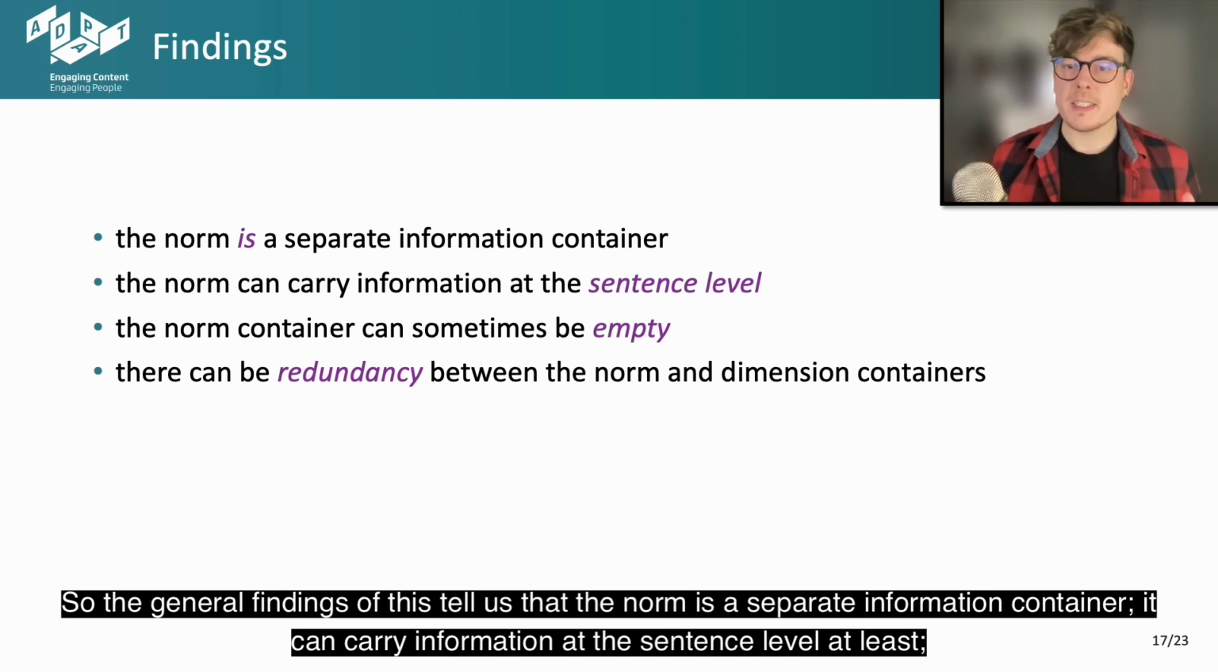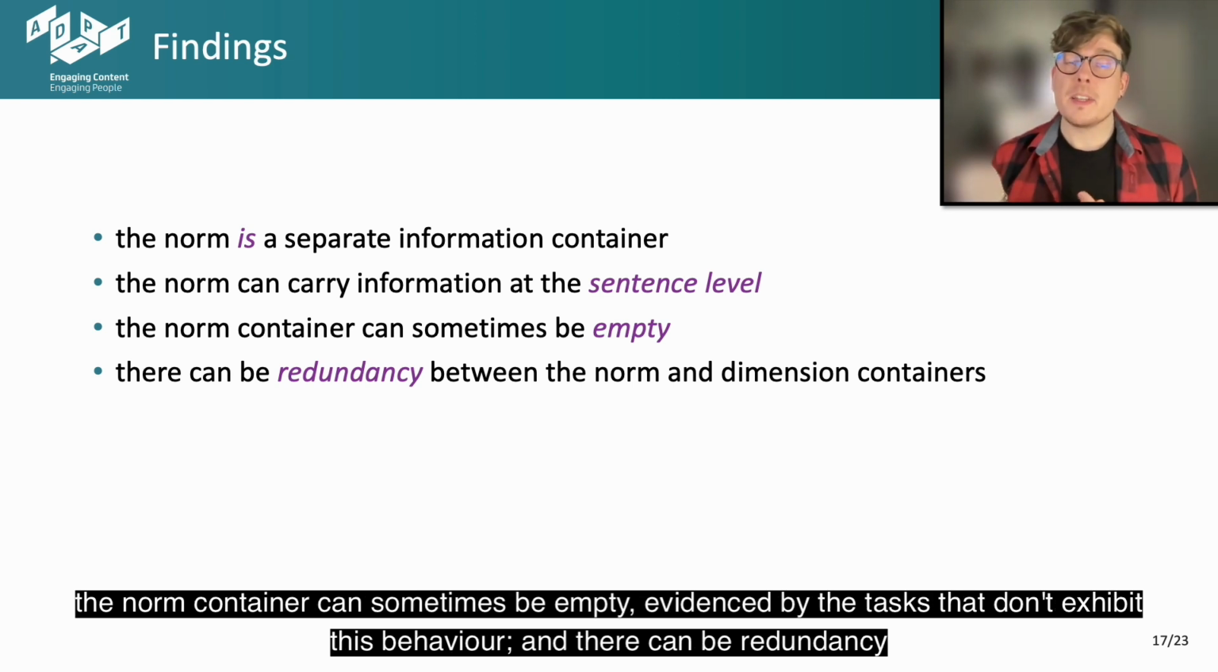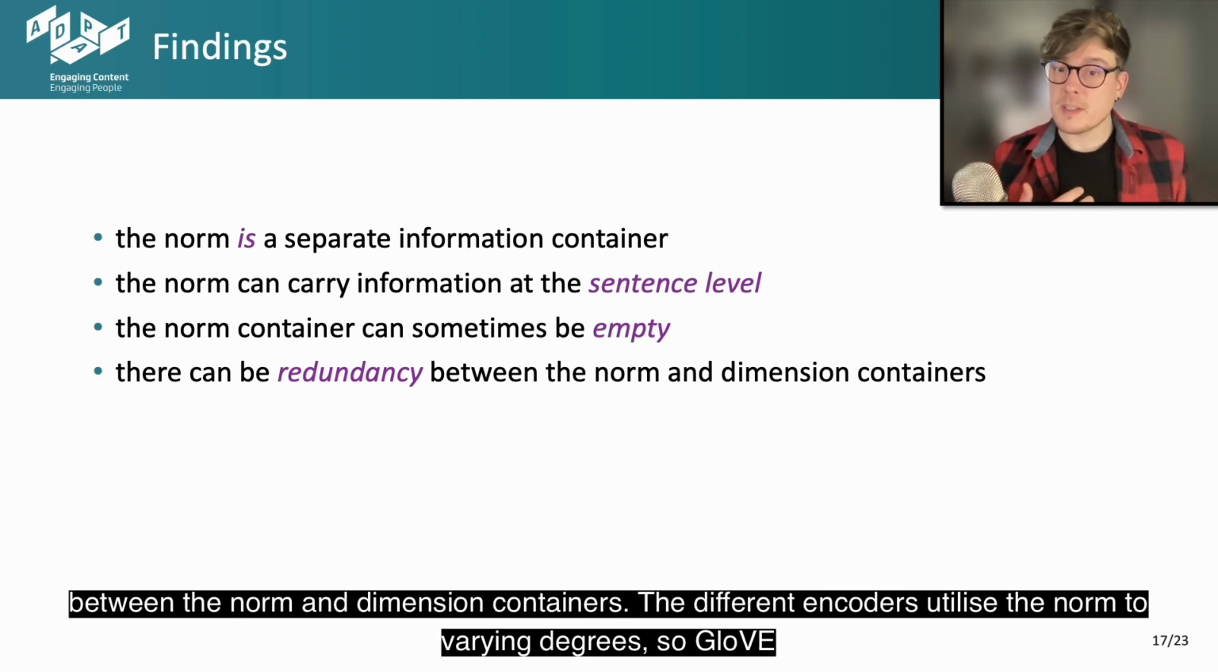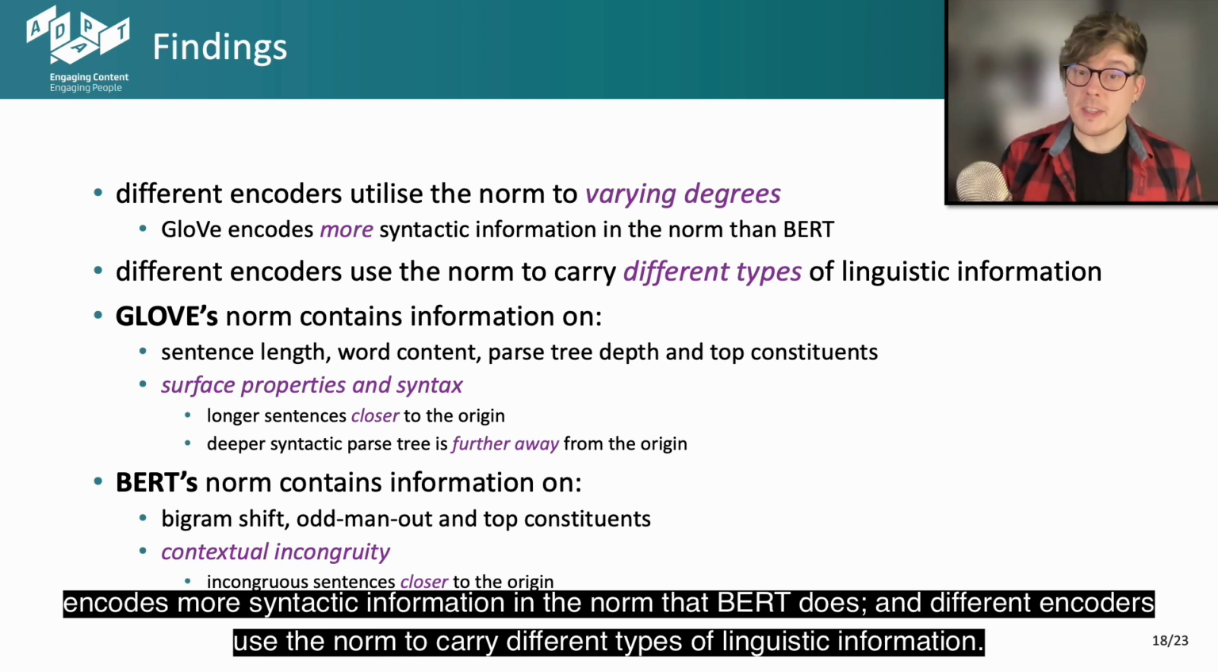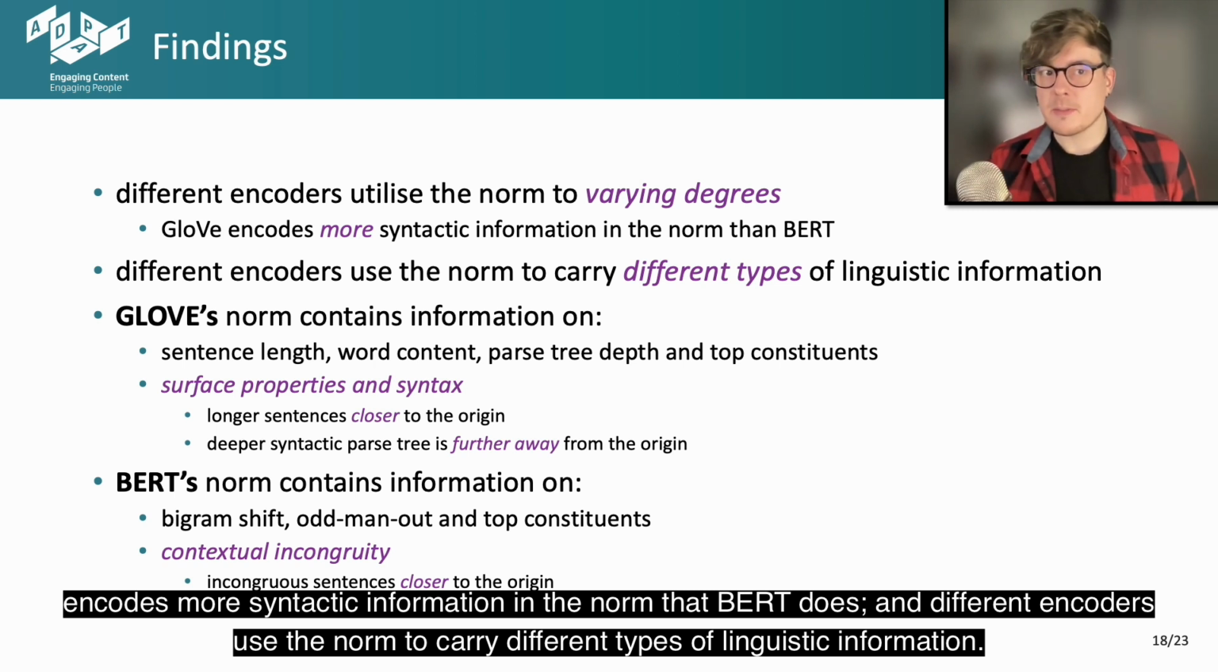So the general findings tell us that the norm is a separate information container. It can carry information at the sentence level at least. The norm container can sometimes be empty, evidenced by the tasks that don't exhibit this behavior, and there can be redundancy between the norm and dimension containers. The different encoders utilize the norm to varying degrees, so GloVe encodes more syntactic information in the norm than BERT does, and different encoders use the norm to carry different types of linguistic information.